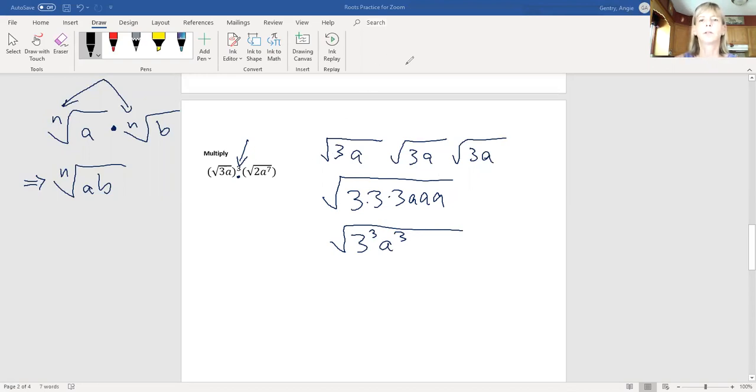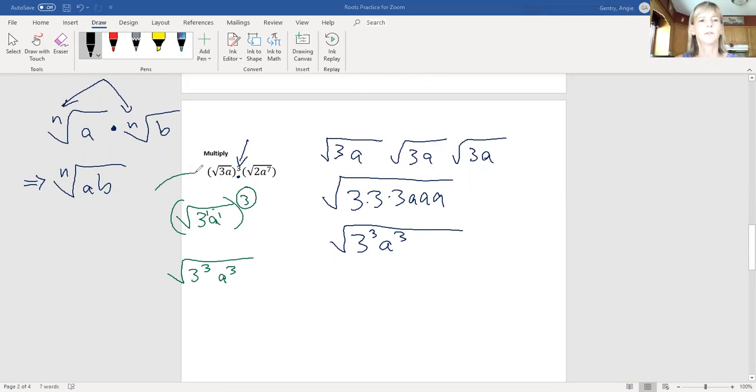Some of you will look at this differently and say, hey, the square root of 3A cubed is the square root of 3 cubed A cubed, because this exponent affects everything inside, and that 3 times 1 is 3, and 3 times 1 is 3.